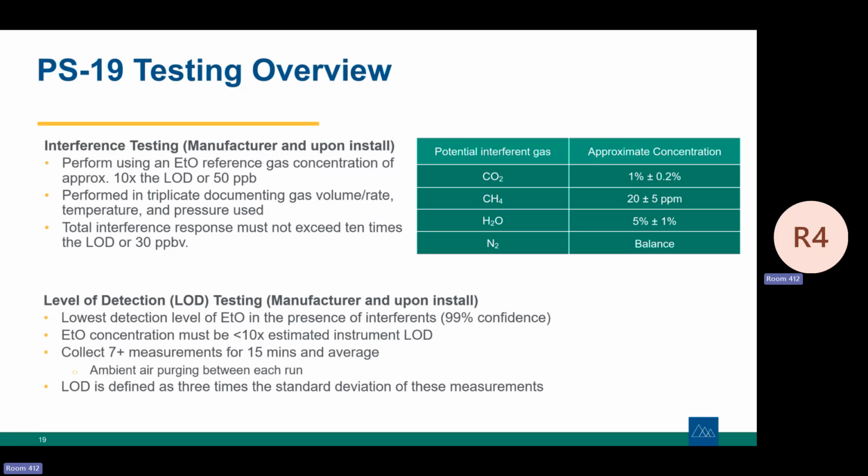This is what we need to do: ambient air purging between each run. Then, once you've done all these runs, 3 times the standard deviation is going to be your limit of detection.